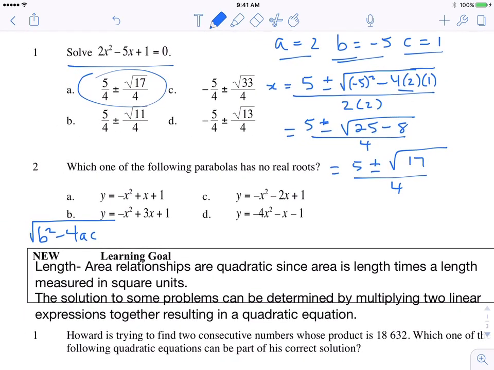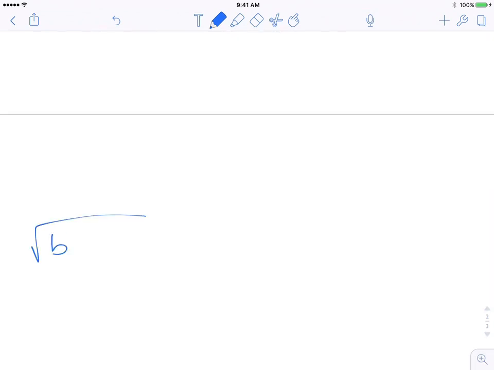So basically, which one of these will, under the square root symbol, which is also known as the discriminant, sounds like The Revenant, like a movie or something. The discriminant is the square root of b squared minus 4ac. And if b squared minus 4ac is equal to a negative number, then we say there are no real roots.